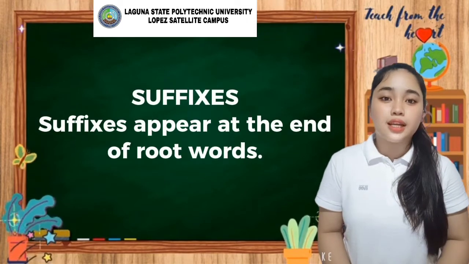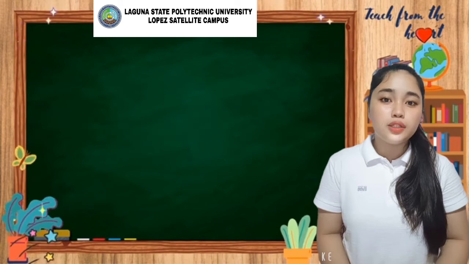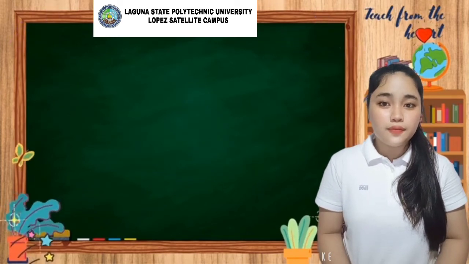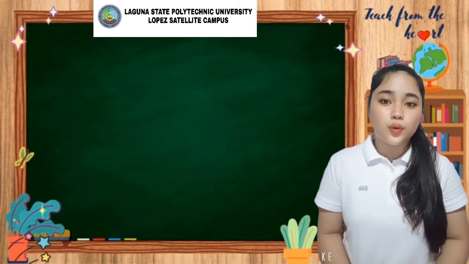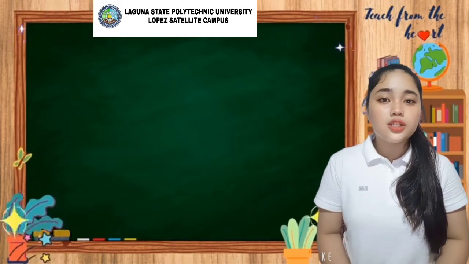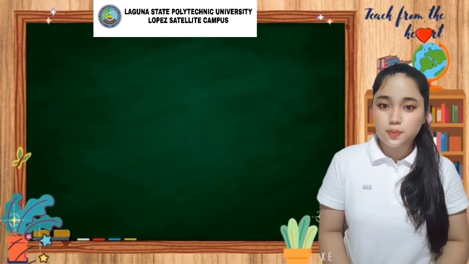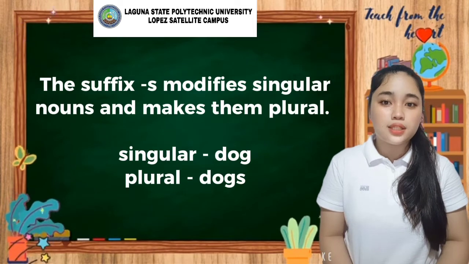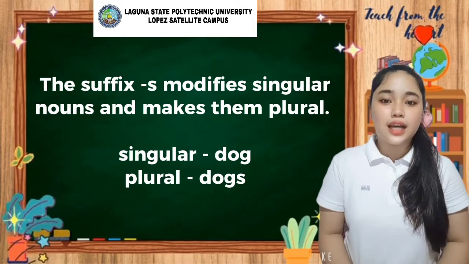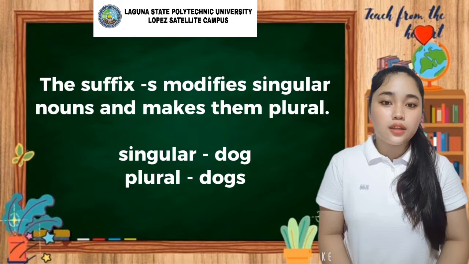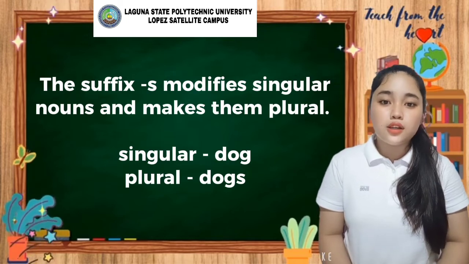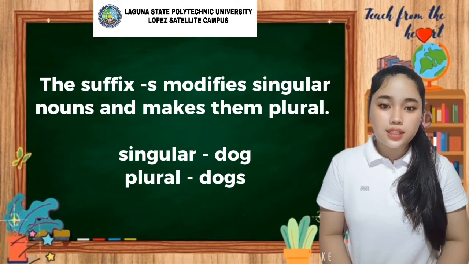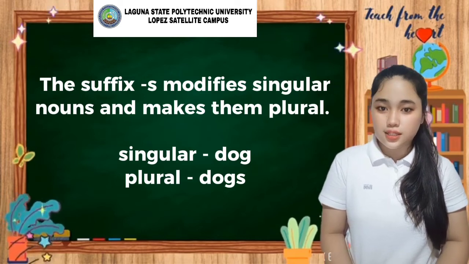Suffixes appear at the end of the root word, and have more uses than prefixes in English. Suffixes can provide information about a word, change a word's grammatical function, or create new words with new parts of speech. The suffix "s" modifies singular nouns and makes them plural. For example, the noun dog is singular, whereas the noun dogs is plural because of the addition of the "s" suffix. In this way, the suffix "s" can change the number of things.